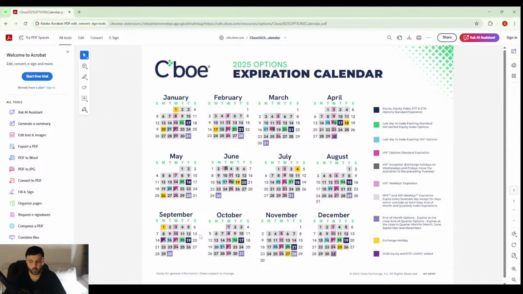Every third Wednesday of every month, we get the VIX standard monthly expiration. We get a new VIX contract. So it gets rolled forward every third Wednesday of the month. The last one was the 22nd of October. The next one is tomorrow. So yeah, all eyes on volatility tomorrow.